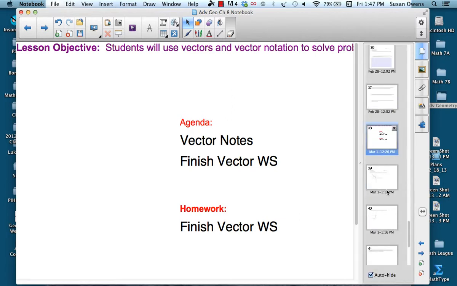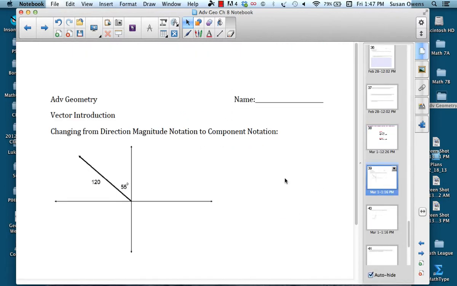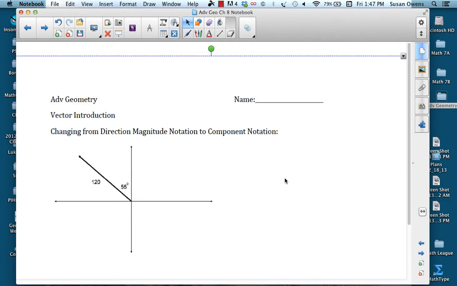Okay, so what I want to do first is go over the notes and show you how to change from direction magnitude into component notation. Why do we change into component notation? Why do we do that? Go ahead, David. Because it doesn't always start at the origin. Well, they never start at the origin. Even if we change it in x, y notation, it doesn't. It really helps us to do something with multiple vectors. Go ahead, Christine. Yeah, it really helps us to add them.